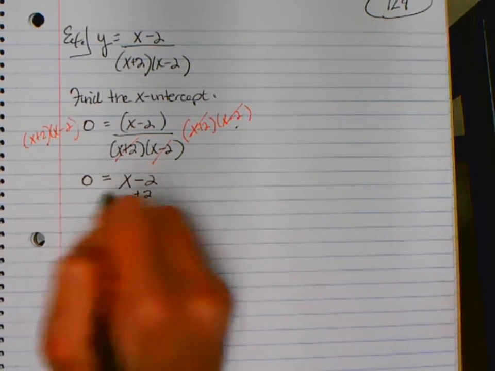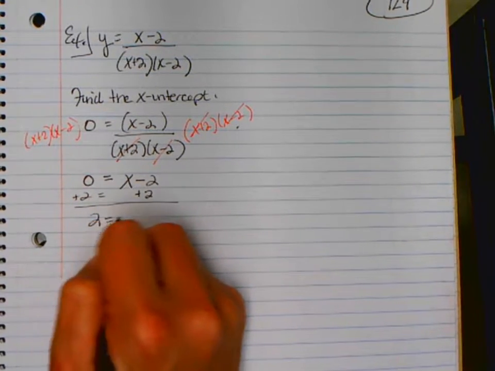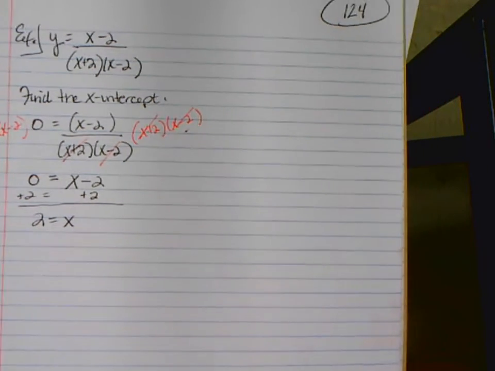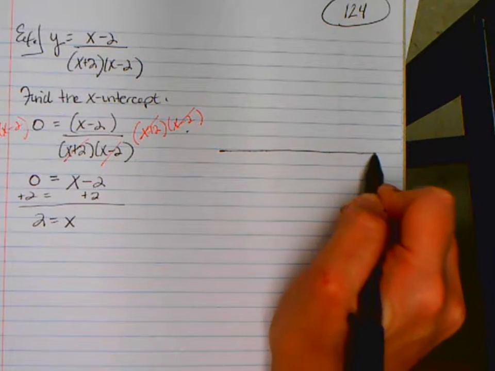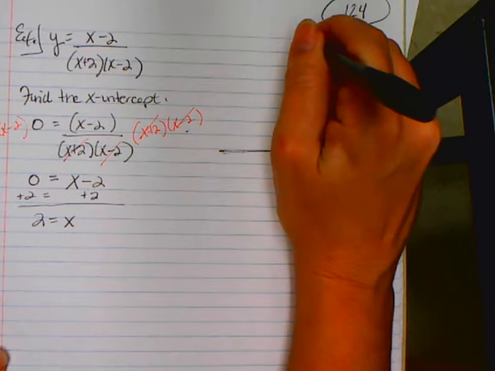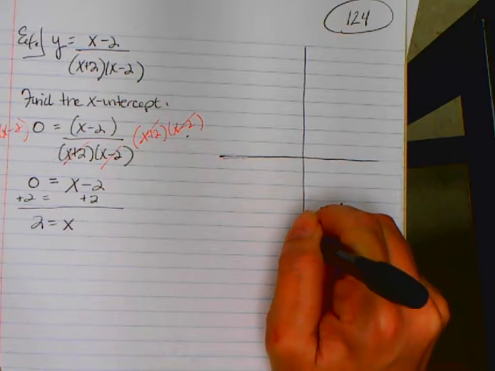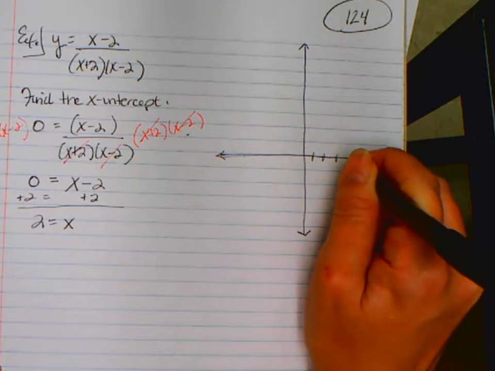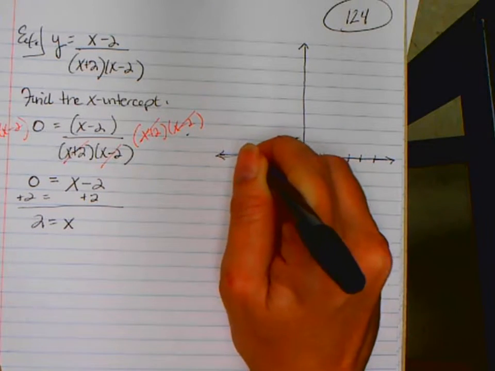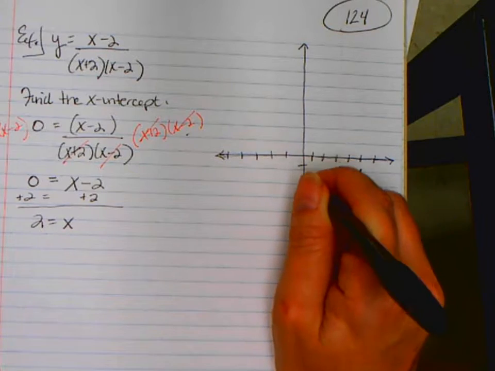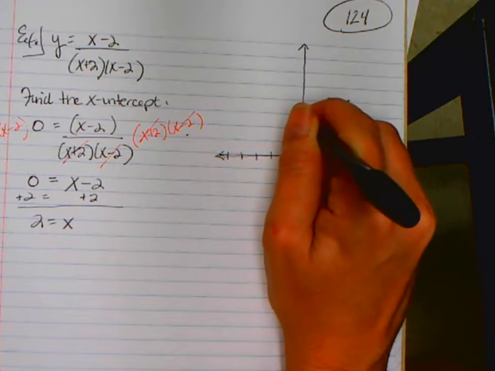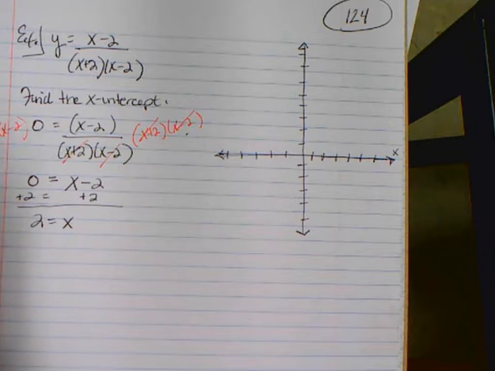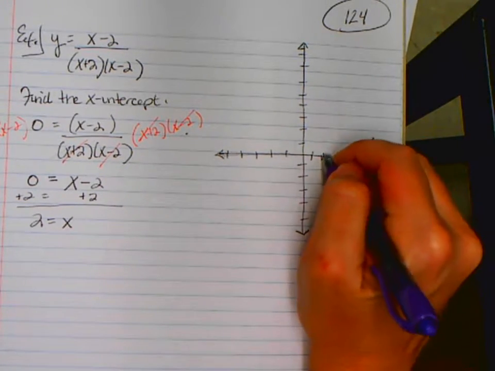So then just to solve for x, add 2 to both sides. And my x-intercept is 2. We only have 1. You may not have any x-intercepts. Okay? You may have more than one x-intercept. But in this case, we have one x-intercept. I'm going to go ahead and sketch my x and y axis. And my graph will cross the x-axis at a positive 2.